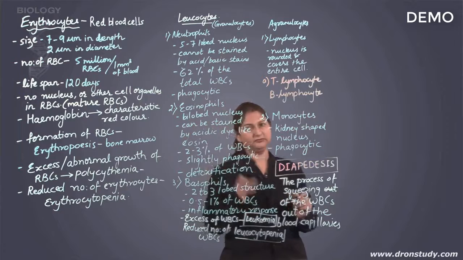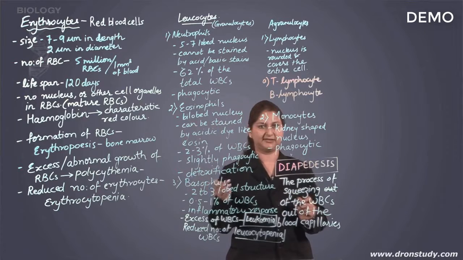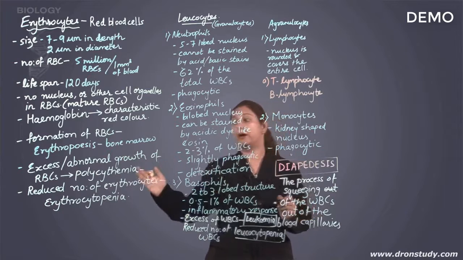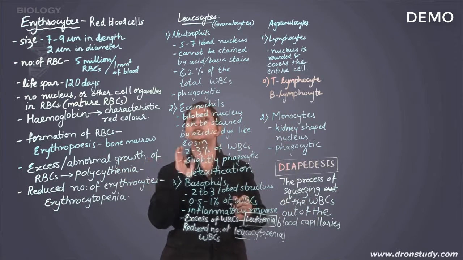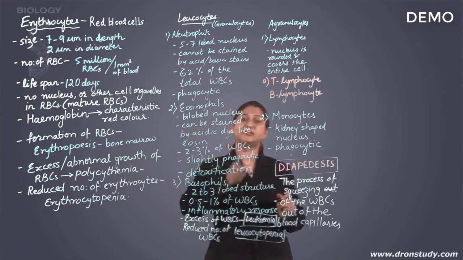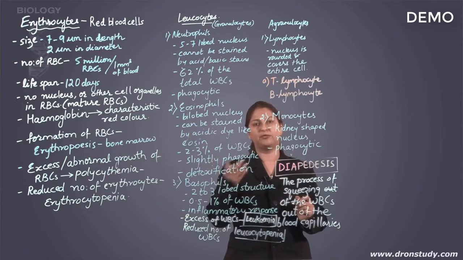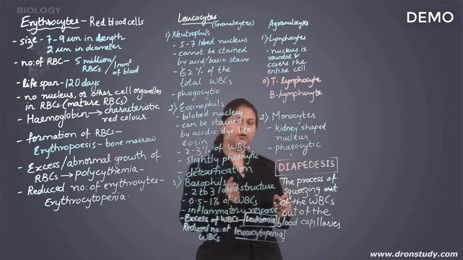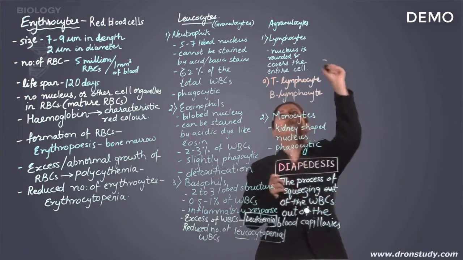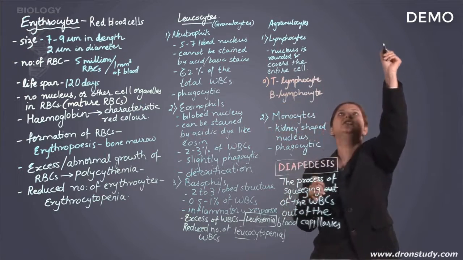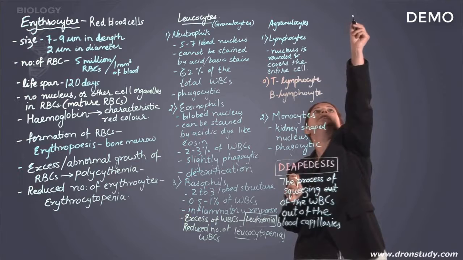Now leukemia, we all know it is a type of blood cancer where there is uncontrolled growth of WBCs. But polycythemia is not a type of cancer. It is different. Here the RBCs are increasing in number. Here there is abnormal growth or abnormal increase in the WBCs.